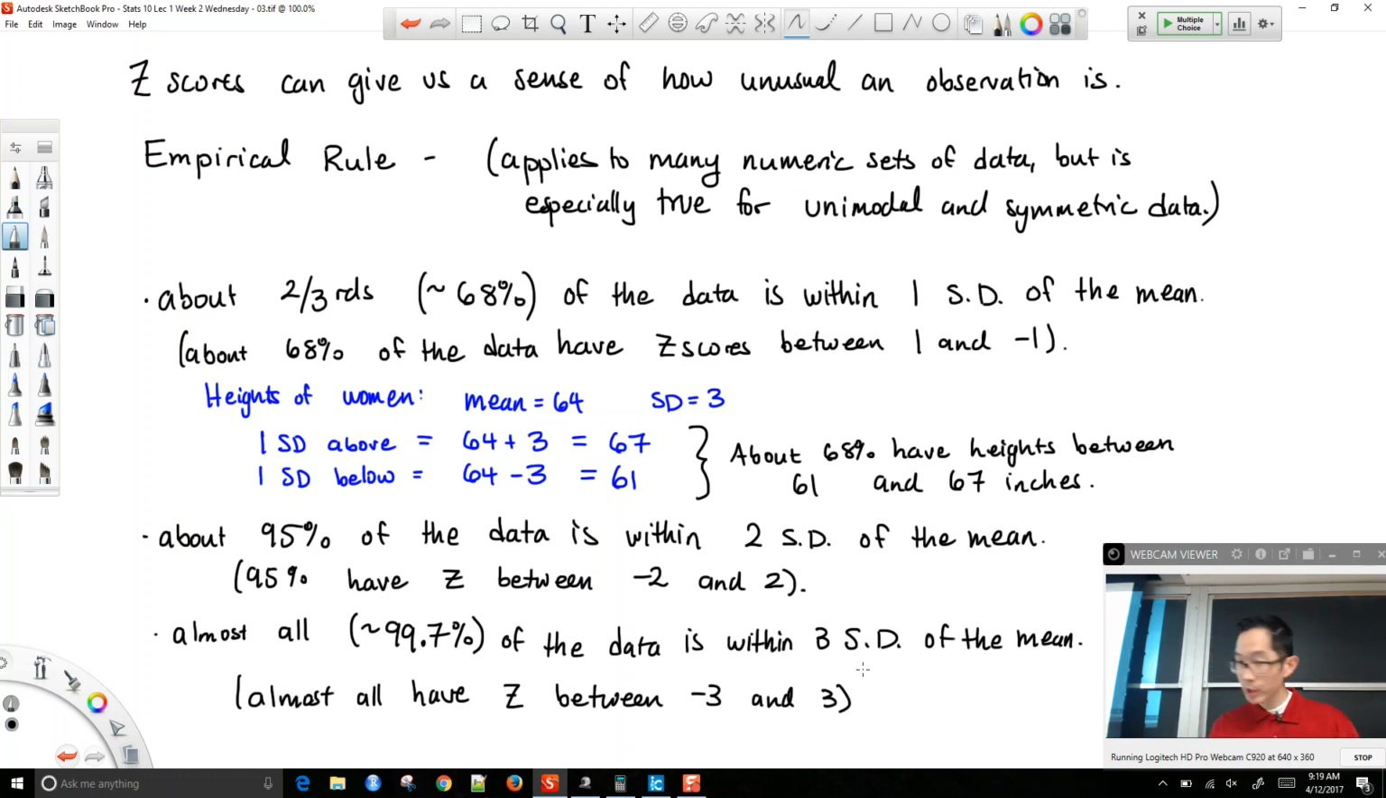And so because of these, 68, 95, 99.7, sometimes the empirical rule is known as the 68, 95, 99.7 rule. Okay? So 68 is within 1, 95 is within 2, 99.7 is within 3. Okay? So this might also be called the 68, 95, 99.7 rule.